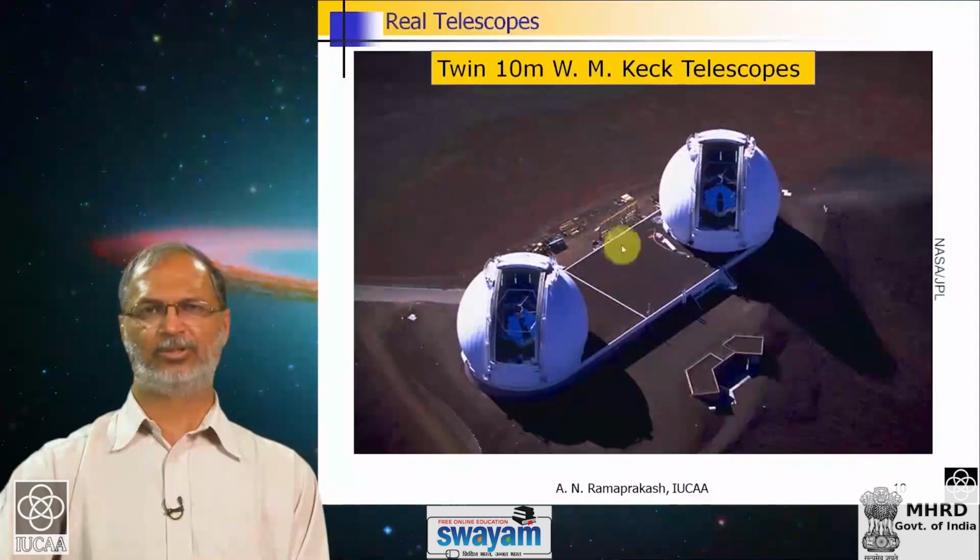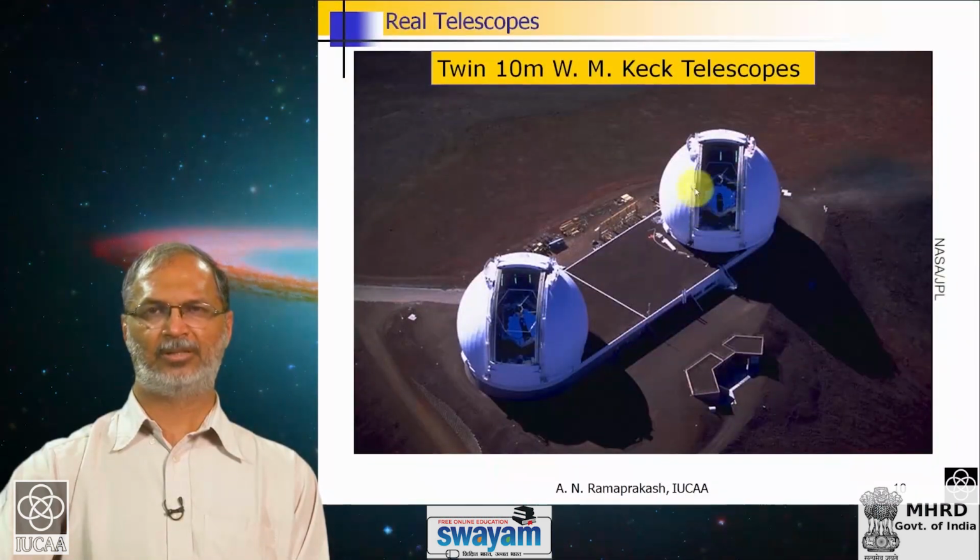So, this is just a close-up view of the twin Keck telescope. You can see the 10-meter primary mirror inside. There are 2 of them which are separated by a few hundred meters, and this is located at Mauna Kea.